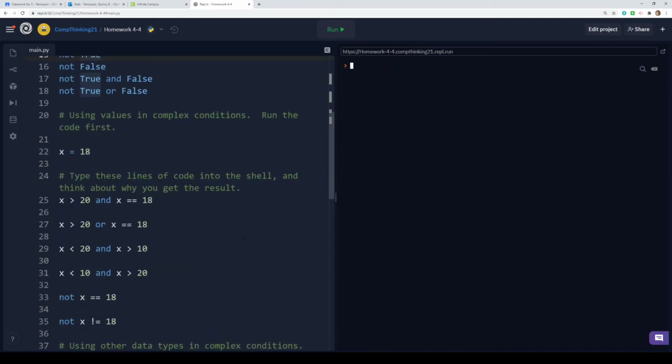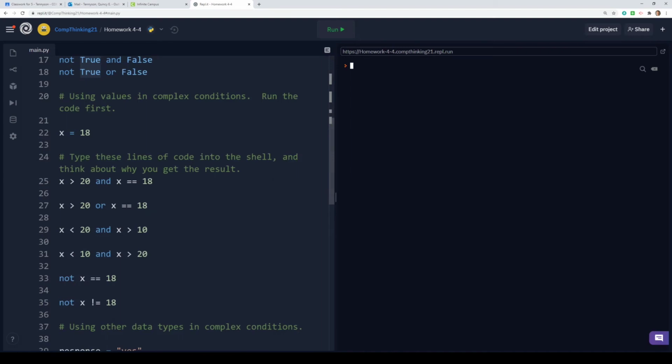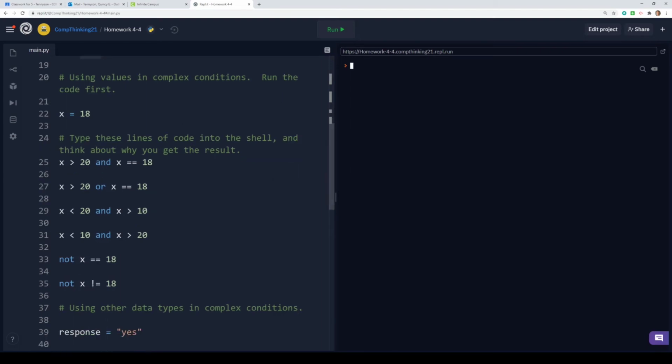So after we've run our code, we can type these lines into the shell. We've got x is equal to 18, so x is greater than 20 and x is equal to 18. Well, are both of those things true? That's the question you need to ask yourself when you see and. So is x greater than 20? False. And x is equal to 18. Well, that's true, but this is technically false and true, so we get false.